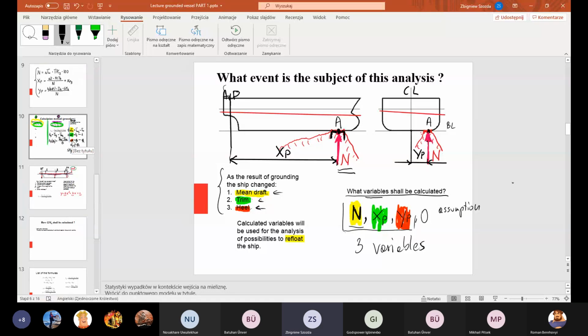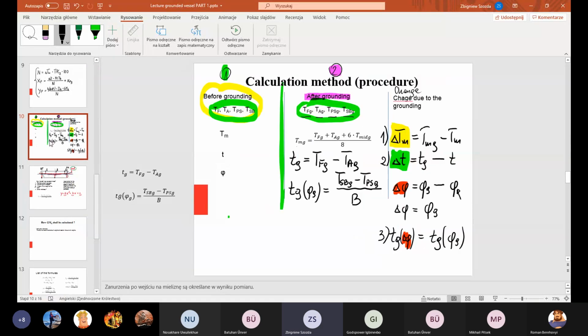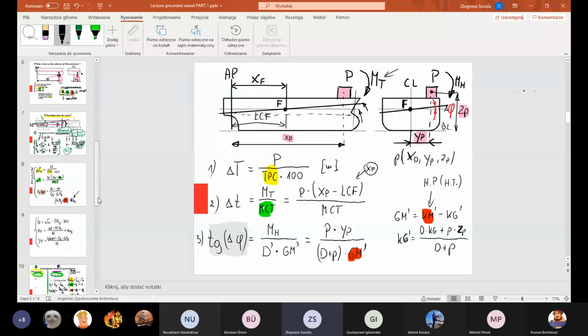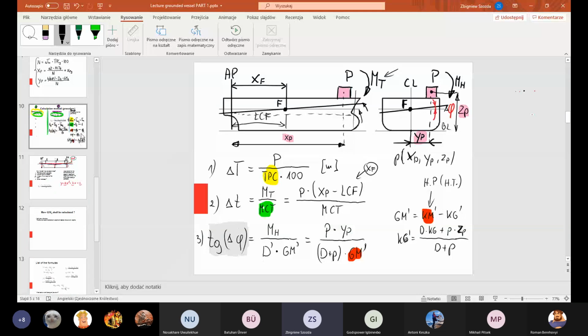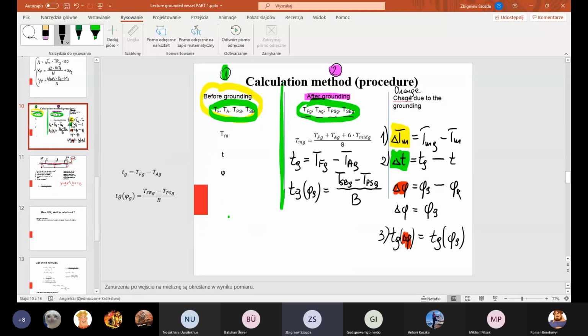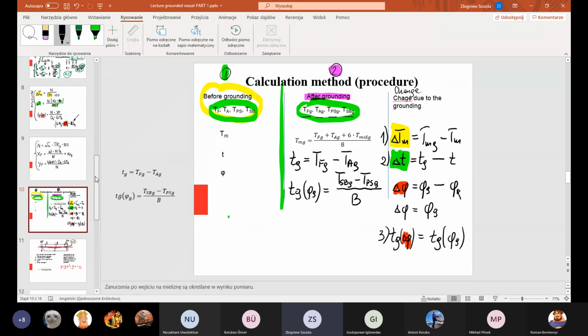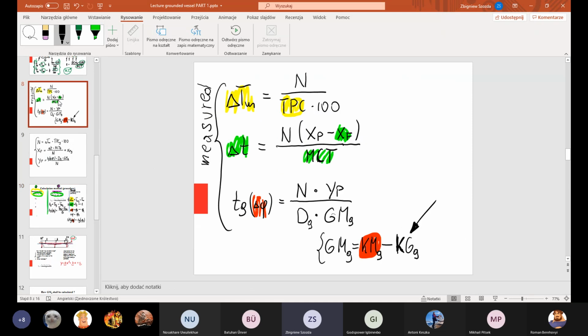Back to the table here. Initial state before grounding, final state after grounding, change due to the grounding. We can calculate all of this, come back to the formulas for change of mean draft, trim, and angle of heel, and see where the variables we want to calculate are. The variables are hidden here.